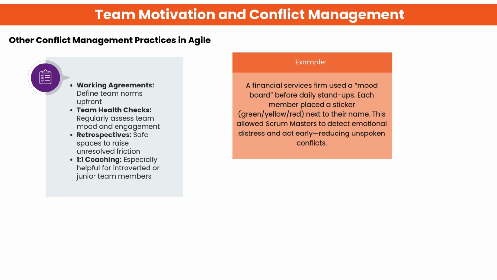Example shows how a simple mood board helped identify emotional stress early and reduced unspoken conflicts. In short, proactive conflict handling builds trust and keeps Agile teams healthy and high-performing.